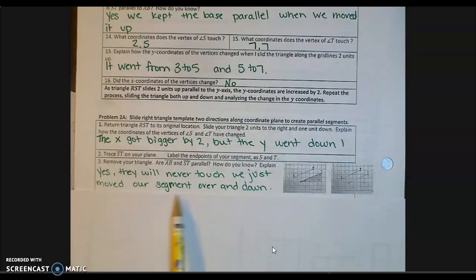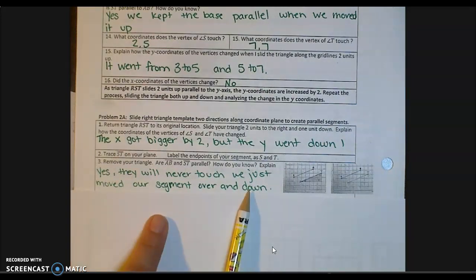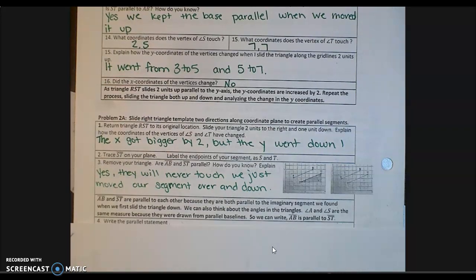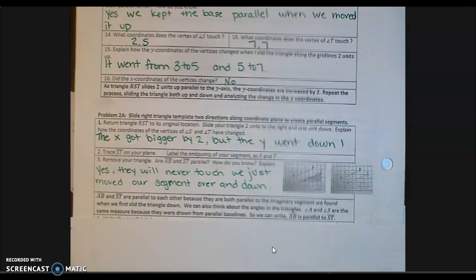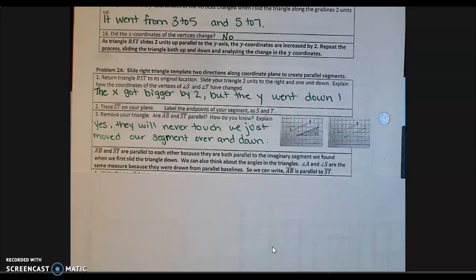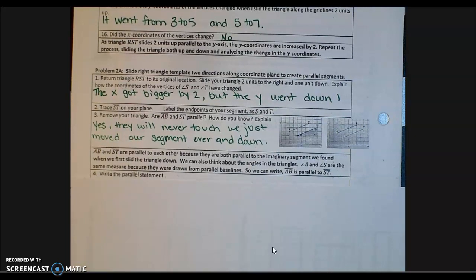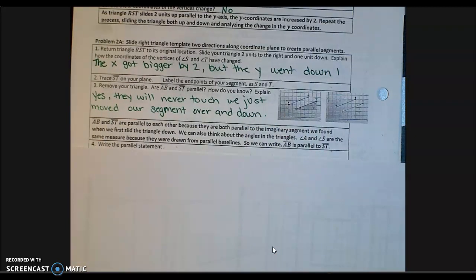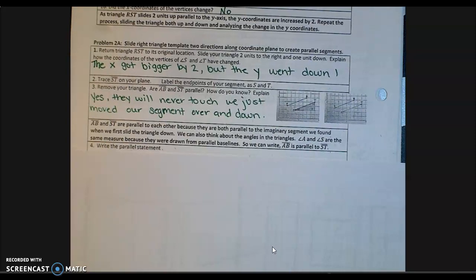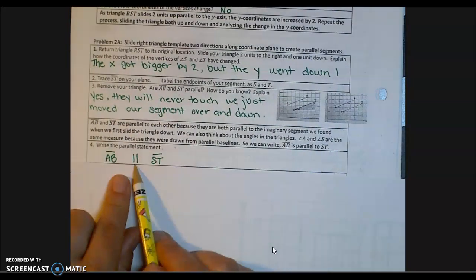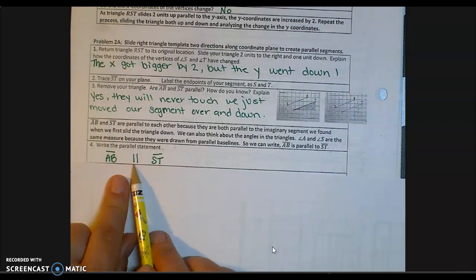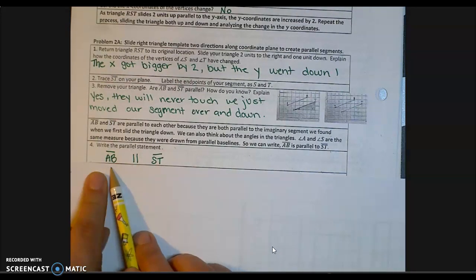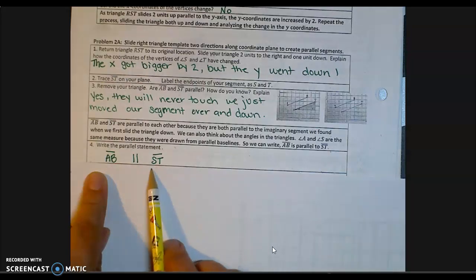All we did was slide our segment over and down. We did not change the way the angles sit on the grid lines. So here it says line segment AB and line segment ST are parallel because they are both parallel to the imaginary segment we found when we first slid the triangle down. Write the parallel statement. A parallel statement is just stating which line segments are parallel, and I have that written for you. We show parallel with 2 parallel lines. So line segment AB is parallel to line segment ST.